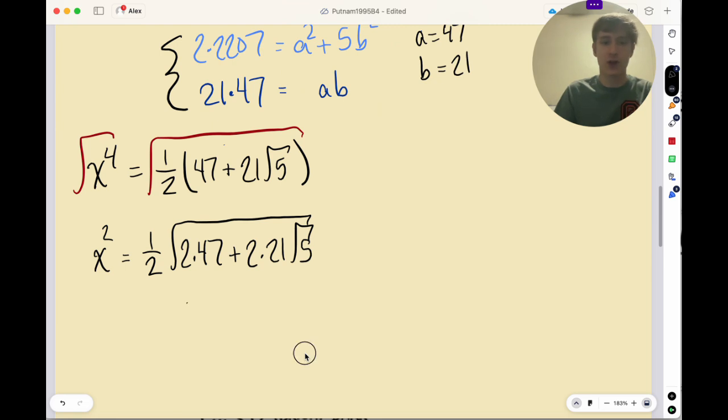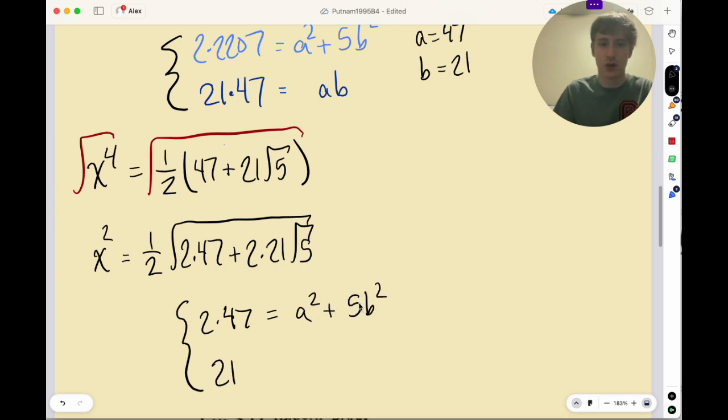Again, we're going to have to solve a system of the form. I'm not even going to write it and show that work, but we're going to have something like 2 times 47 equals, should be a prime, but who cares? And then 21 equals AB. Well, that's even easier to solve.